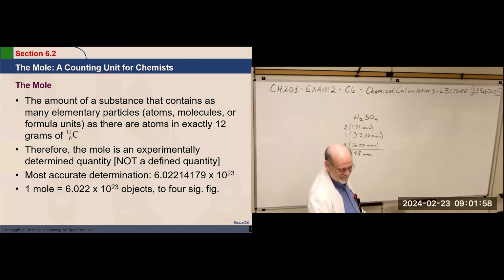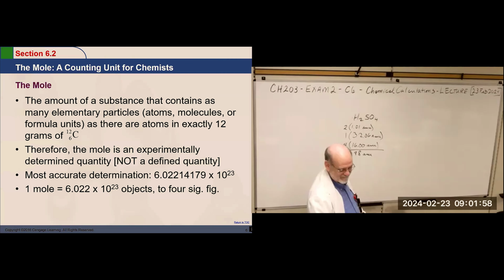All right. We haven't talked about the mole yet, have we? I used a unit of measure we haven't even discussed. Okay, here it goes.